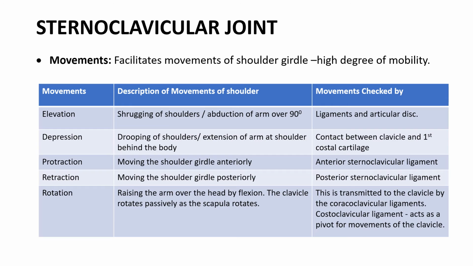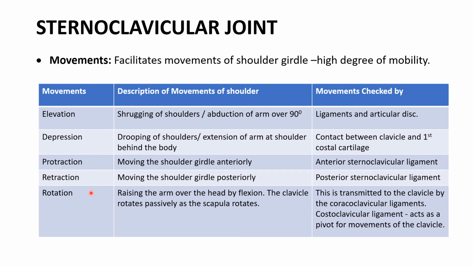What are the movements of the joint? So, it facilitates movements at the shoulder girdle. There is a high degree of mobility for the shoulder girdle provided by the sternoclavicular joint. And the movements occurring at this joint are elevation, depression, protraction, retraction, and rotation.